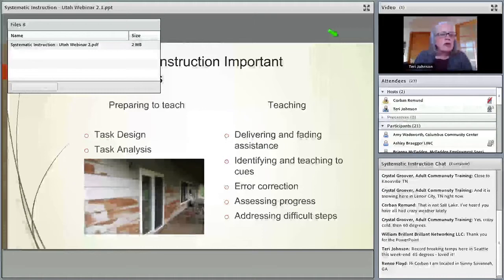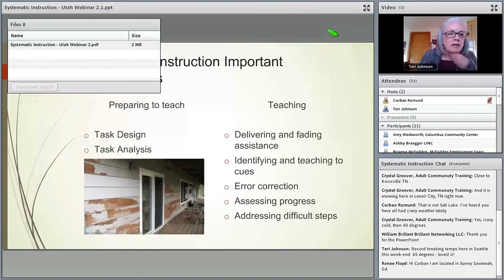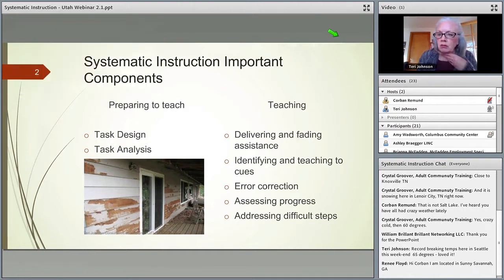Okay, so hey, Corbin, I'm seeing a message box on my screen. I don't know if you can minimize. Yep, there we go. Thank you.